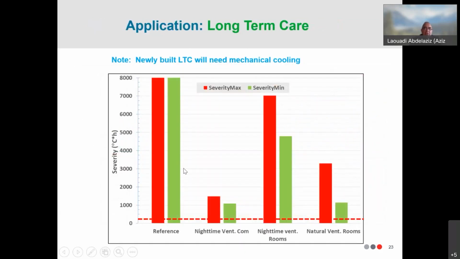This is a graph that shows the minimum and the maximum severity index for the entire building. As we can see here, nighttime ventilation of the common spaces is the most effective strategy to reduce the risk of overheating, but it is not enough to eliminate the risk. So the entire building is overheated. So in order to avoid any health problems to building occupants, this newly constructed building should have mechanical air conditioning implemented.